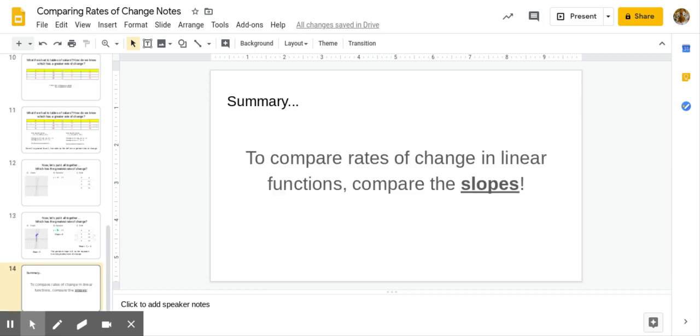In summary, to compare rates of change in any type of linear function, whether it's given to you in a graph, an equation, or a table, you are always going to be comparing the slopes. The greatest slope will have the greatest rate of change.